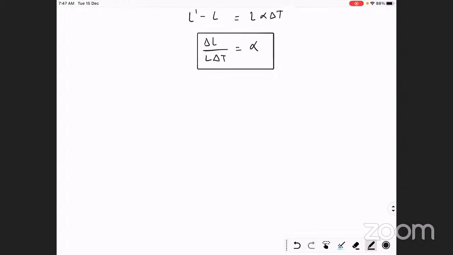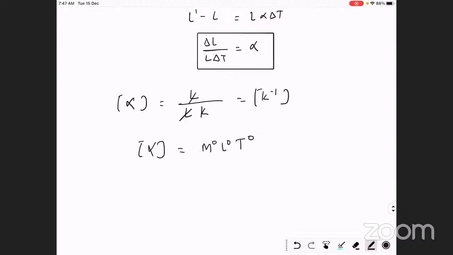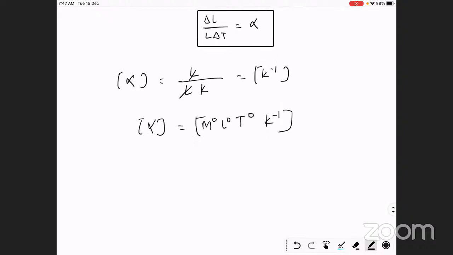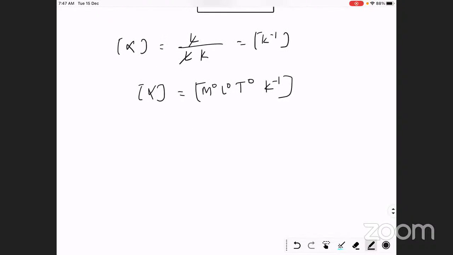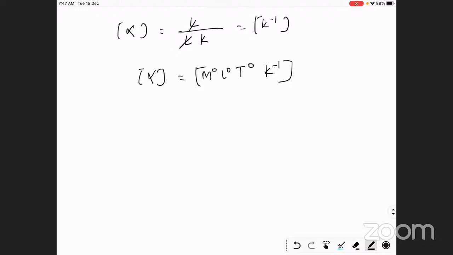So what should be the dimensional formula of alpha? Meter for delta L means length for delta L upon again length for L into K. L got cancelled. So the dimensional formula of alpha is only K inverse. Could you understand that? M0, L0, T0, K inverse, per degree centigrade or per Kelvin. ठीक है बच्चों? Yes, sir.